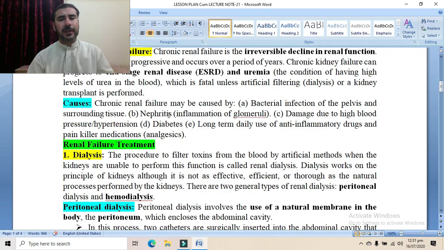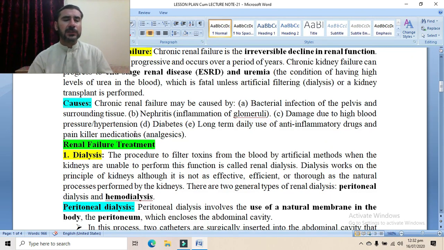Another cause is nephritis, inflammation of glomeruli. There will be inflammation of the glomeruli of the nephrons of the kidney. Now what is inflammation? Inflammation has some basic symptoms. There will be redness, there will be pain, there will be swelling, and there will be hotness in inflammation. These are the four major symptoms of inflammation. So this condition is known as nephritis, that there is inflammation in glomeruli, and that is for a long time. So it will ultimately result in chronic kidney failure.